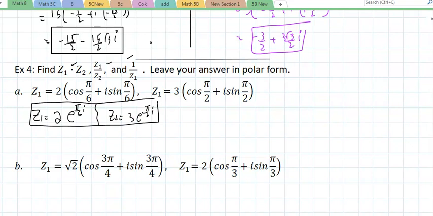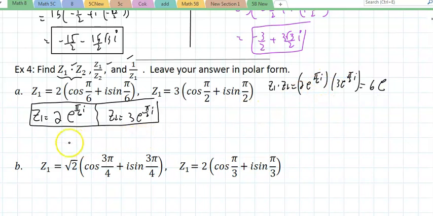Instead of writing those in complex numbers and foiling, find Z1 times Z2. Z1 times Z2 would be 2e to the pi over 6i times 3e to the pi over 2i. 2 times 3 is a 6e. And what is pi over 6 plus pi over 2? Because remember, a to the m times a to the n is a to the m plus n. So instead of memorizing that as a formula, just get the common denominator, which is 6. That will be 4 pi over 6, which is 2 pi over 3.